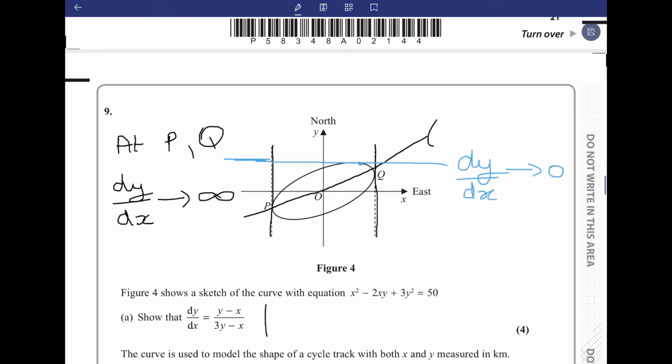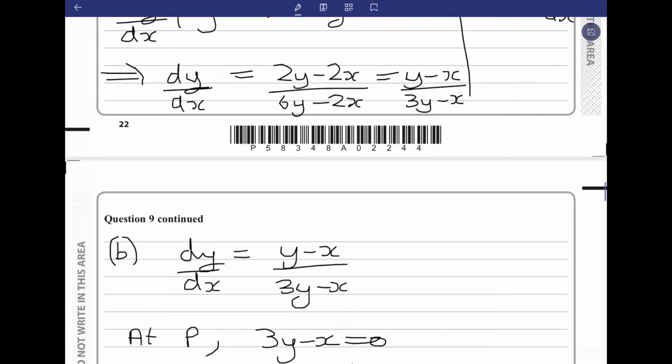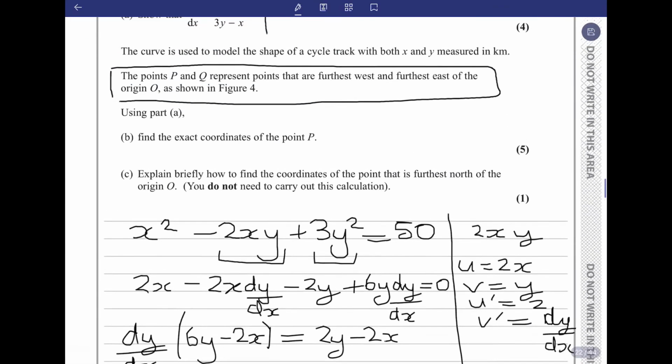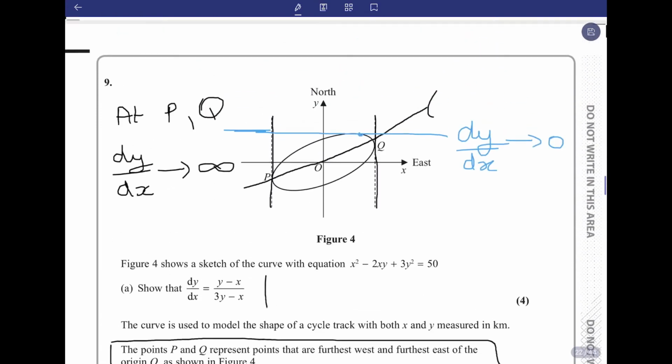And so we do a similar process in that, there we go, part C. So our dy by dx was y minus x over 3y minus x. And let's call this point, what we were looking for, the northest point, point N.